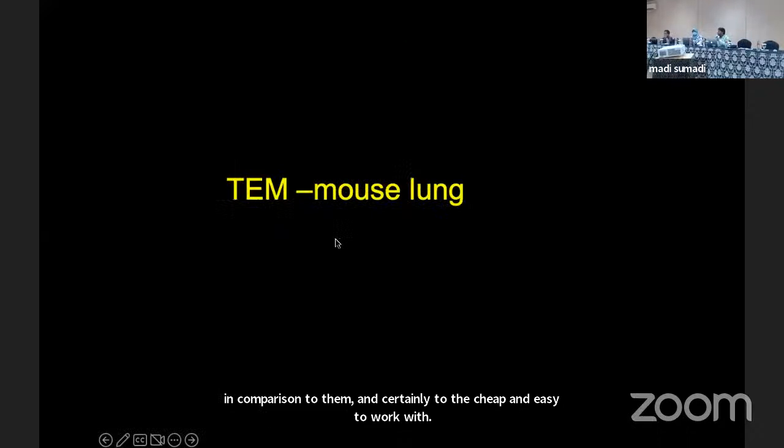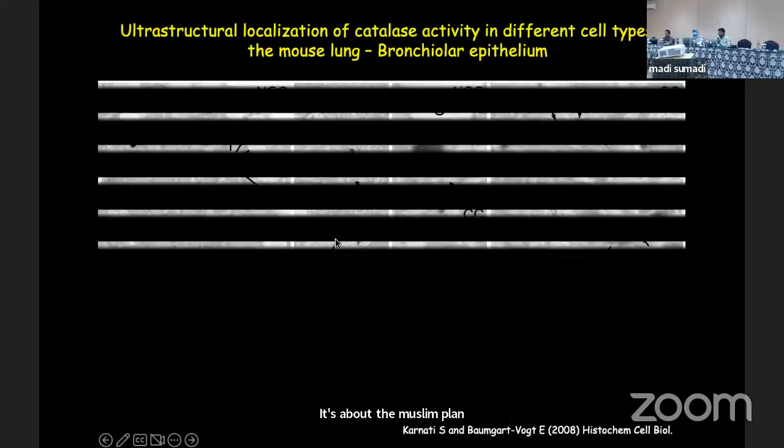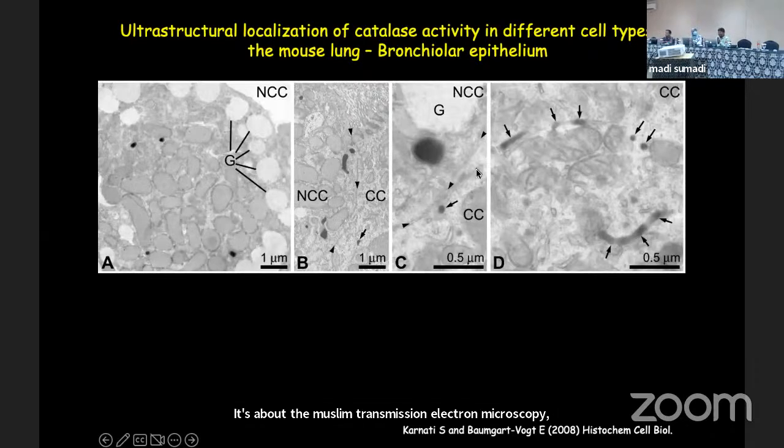So I chose some examples that I have been working on for many years. It's very interesting, and the more you understand, the more you know, it's quite fascinating. This is about the mouse lung, with transmission electron microscopy, because you see the structure of the cell.